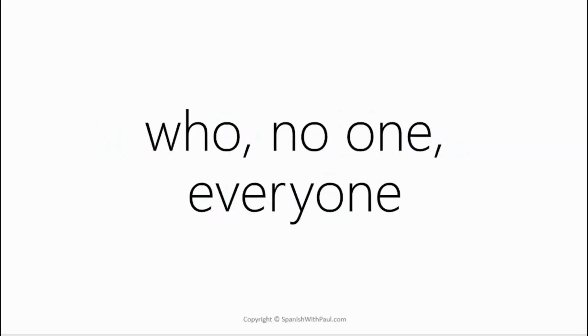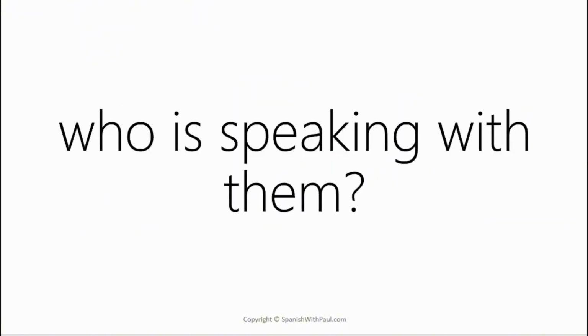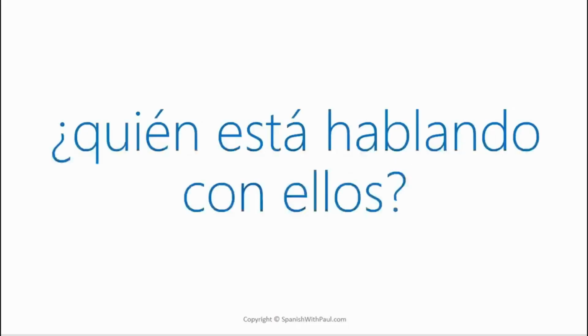In one of our Power Push modules, we looked at words for who, no one, and everyone, and I would like to incorporate that now into the present progressive. First of all, what is the word for who? ¿Quién? Now, just as before, when we want to pair these words with verbs, they will take the same angle as he, she, or it. For example, if we wanted to ask, who is speaking with them? So that would be, ¿Quién está hablando con ellos?